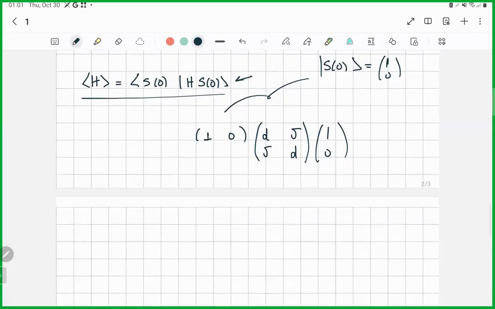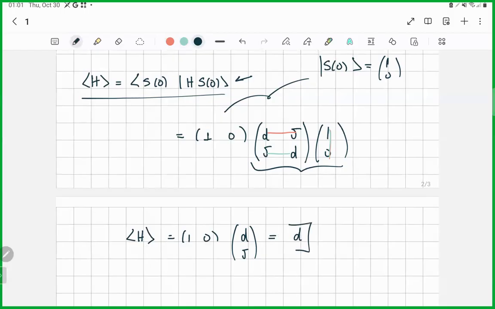If you go through this whole procedure, well, let's do it together. This part first. This line with the column will give us just d. This line with the column will give us j. So this gives us d. Okay, very good.